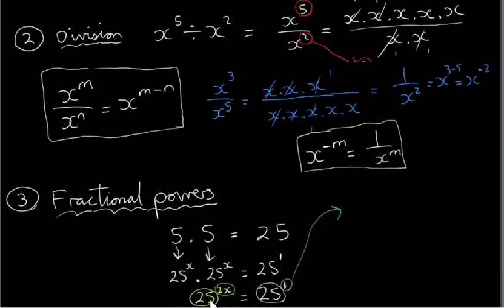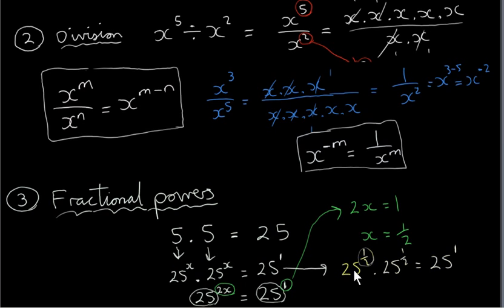Anyway, we get to this. The only way that these two terms can equal each other is if the powers equal each other. 2x must equal 1. But if 2x equals 1, it means that x must equal a half. So, what have we found? Well, we found that 25 to the power of a half, multiplied by 25 to the power of a half, equals 25 to the power of 1. So now we found a meaning for this power.